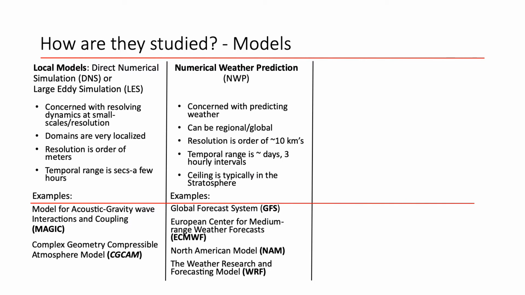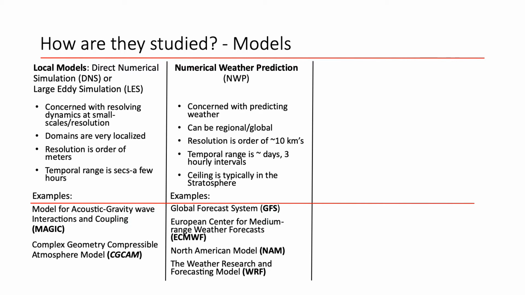The second type of model are numerical weather prediction models. These are your typical forecast type models. These are much larger in scale and as such have larger resolution. So their resolution is the order of tens of kilometers, and the temporal range is approximately days at 3 hourly intervals. So these will resolve part of the gravity wave spectrum, but also another part below the resolution of the model will need to be parameterized. And parameterization is just a simplified description of the physics and how they will affect the atmosphere in general.